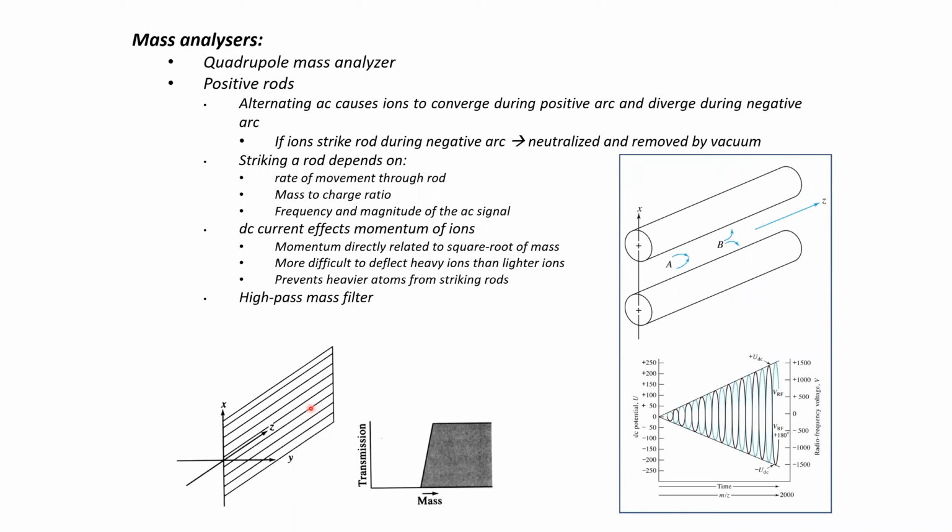The positive rods, with the alternating AC, cause ions to converge during the positive arc and diverge during the negative arc. If ions strike the rod during the negative arc, they are neutralized and removed by the vacuum. Striking the rod depends on the rate of movement through the rod, the mass to charge ratio, and the frequency and magnitude of the AC signal. DC current affects the momentum of ions, and momentum is directly related to the square root of mass, so it is more difficult to deflect heavy ions than lighter ions, and this prevents heavier atoms from striking the rods. And so we have a high pass mass filter.